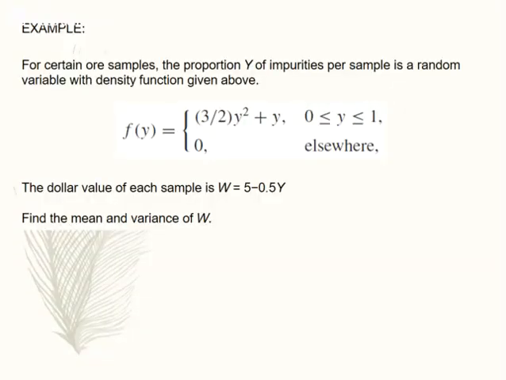Let's have a look at one more example. For certain ore samples, the proportion Y of impurities per sample is a random variable with density function given below. The dollar value of each sample is W. That is 5 minus a half of Y. Now we need to find the mean and the variance of W.